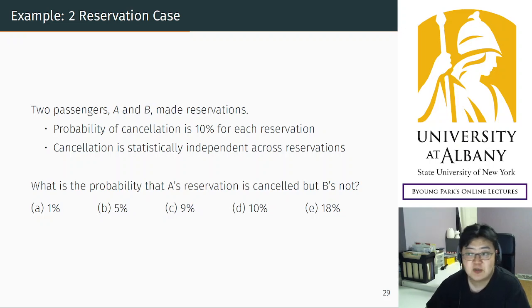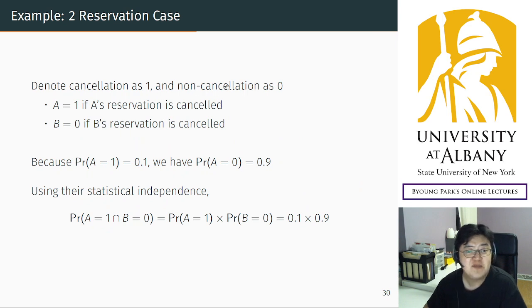Here I asked you what is the probability that A is cancelled but B is not. So it's simple. I'm going to use this notation. I will denote cancellation as 1 and non-cancellation as 0 as usual. And then the event we are interested in, the event we are calculating the probability for, can be written this way. A equals 1, so A is cancelled.